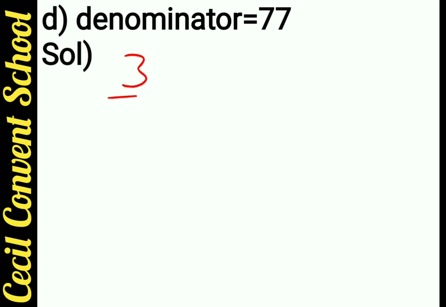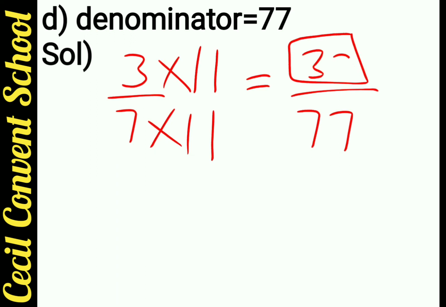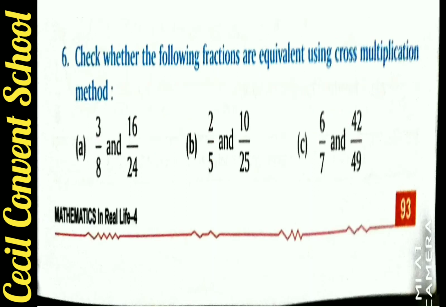3 by 7, multiply by which number? You get 77 in the denominator, so by 11. So up also you multiply by 11, answer comes 33. Clear? Now we do question number 6.